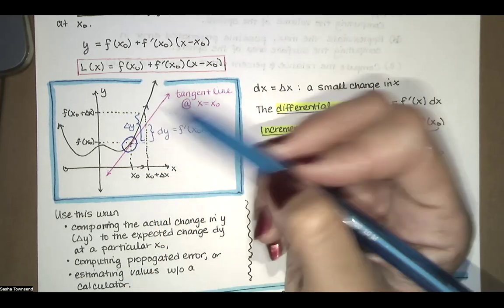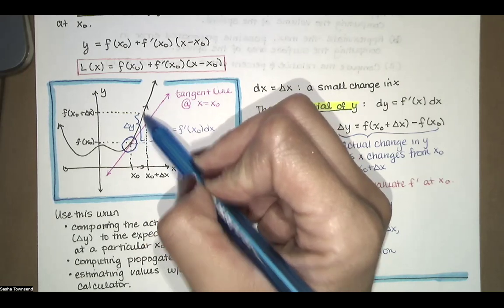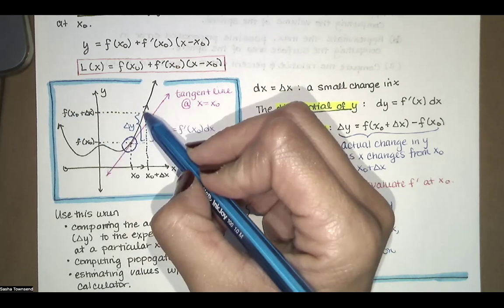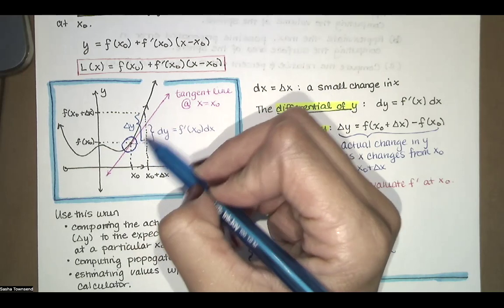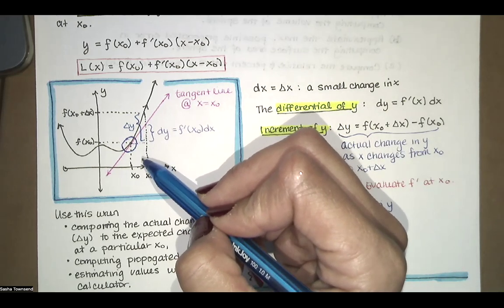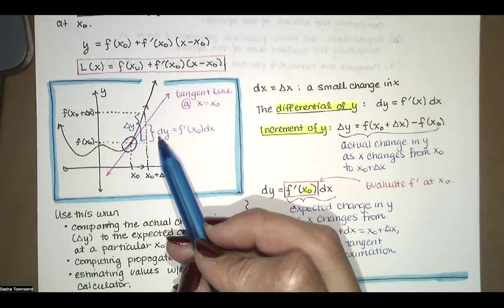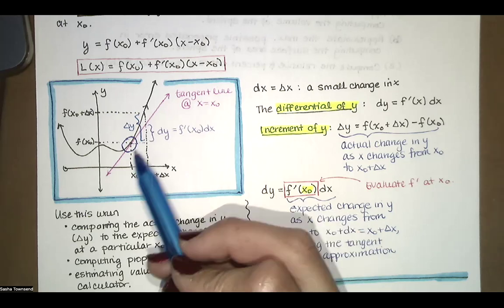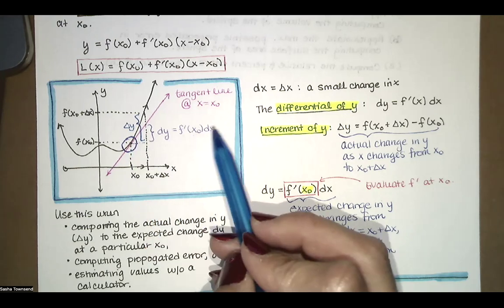But if I take a small step away from x naught to, say, x naught plus delta x, then there's actually a difference between the actual change in y, which is the new y value minus the original y value, and we call that delta y, or the increment of y, and the expected change in y using the tangent line approximation. The notation that we use for that is dy equals the derivative evaluated at x naught, so a particular number for that particular value of x naught, times dx.